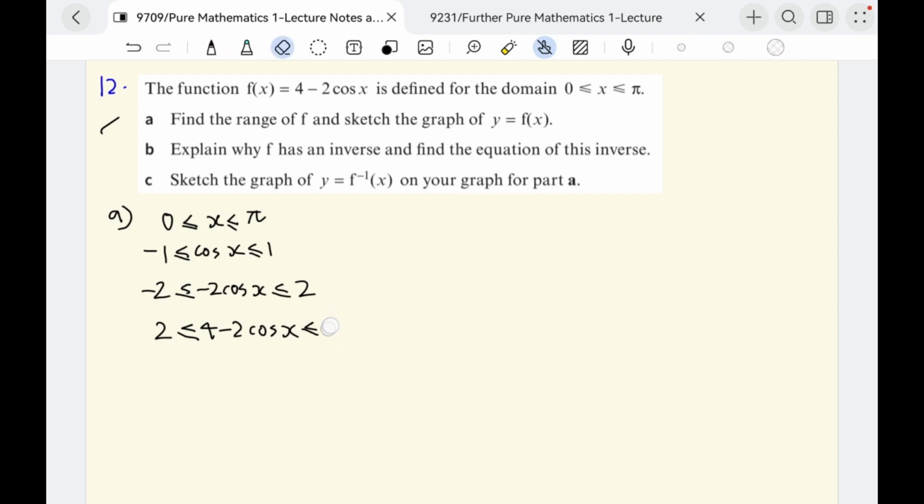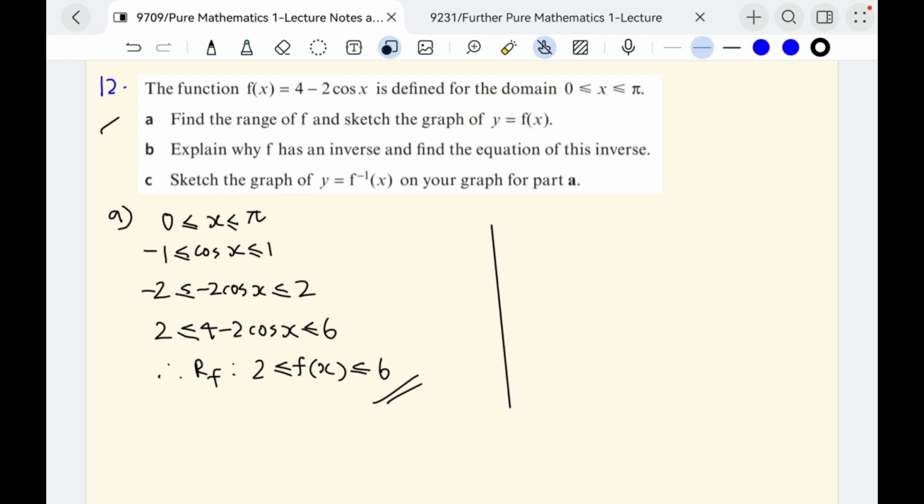No, sorry, it's 6. Okay? Just state that the range of the f is 2 to 6, sorry. So that's the answer. Okay? And hence, sketch the graph of y equals to fx. So just construct the two axes, y and x.